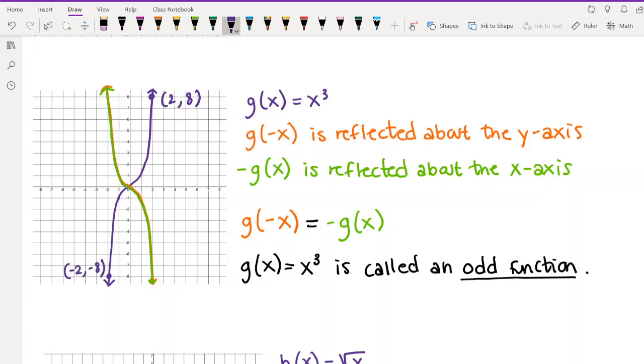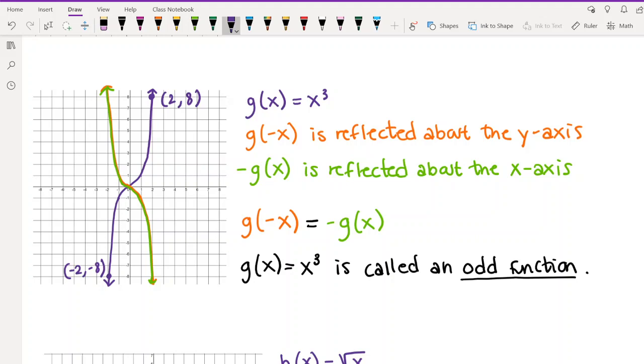So the idea is that you're not getting the same result when you plug in a positive and negative of the same number. You're getting opposite results. So it's not like you're getting g of 2 is equal to 8 and then g of negative 2 is equal to like 7. You're getting negative 8. Like you're specifically getting the opposite result as you would when you plugged in the original number.